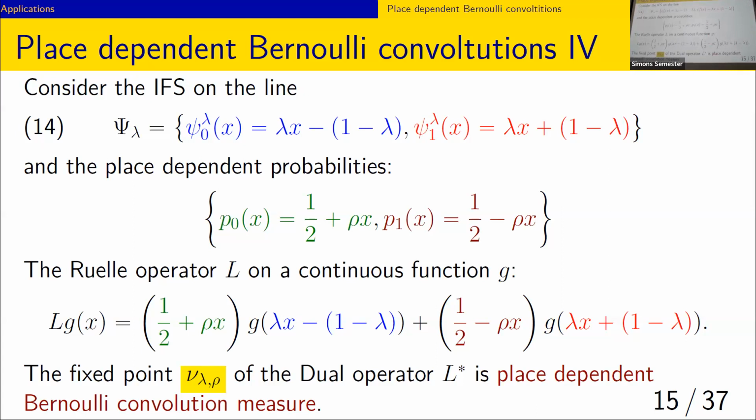And the fixed point of the dual of this operator is this place-dependent Bernoulli convolution measure. So this is a very natural operator which can be assigned to this iterated function system and the place-dependent probabilities. You take its dual, and the fixed point of this dual is the object of our study, which is exactly this place-dependent probability measure.